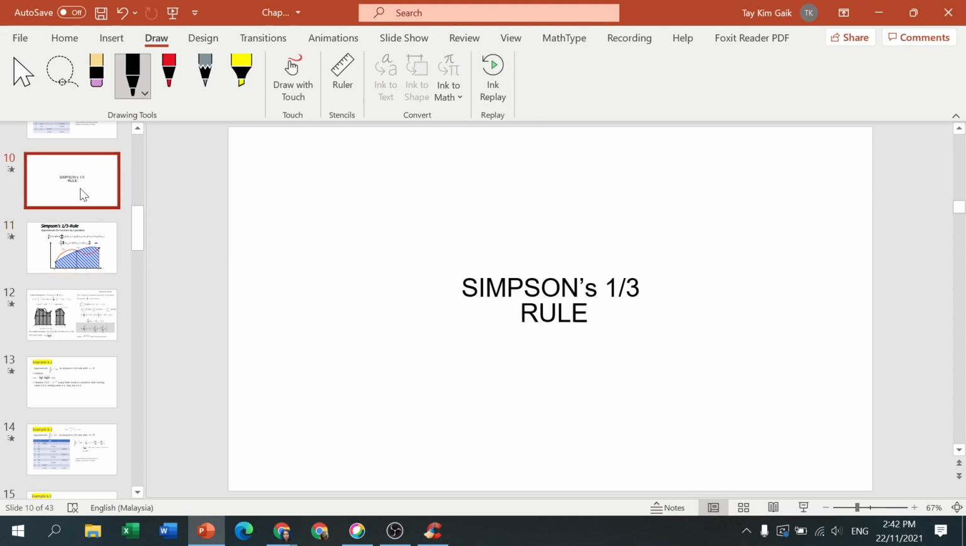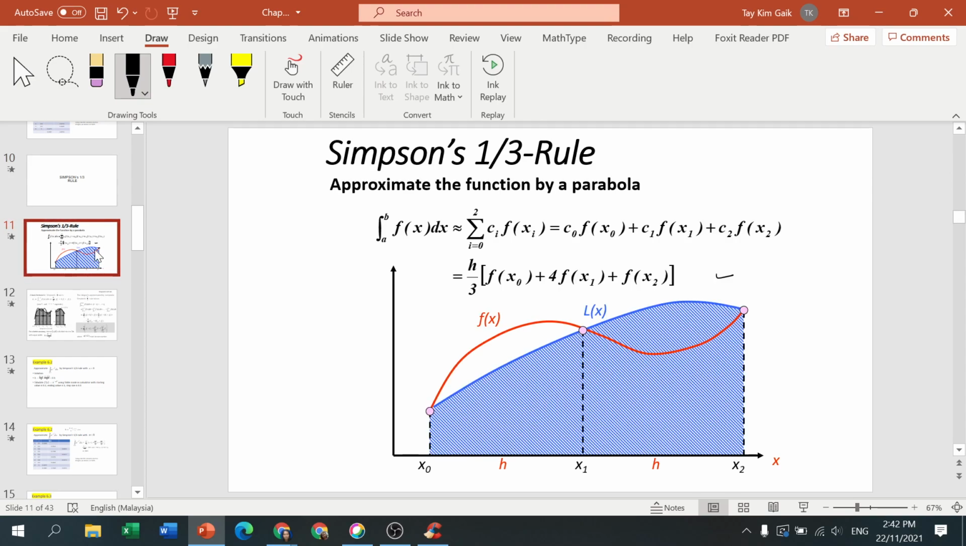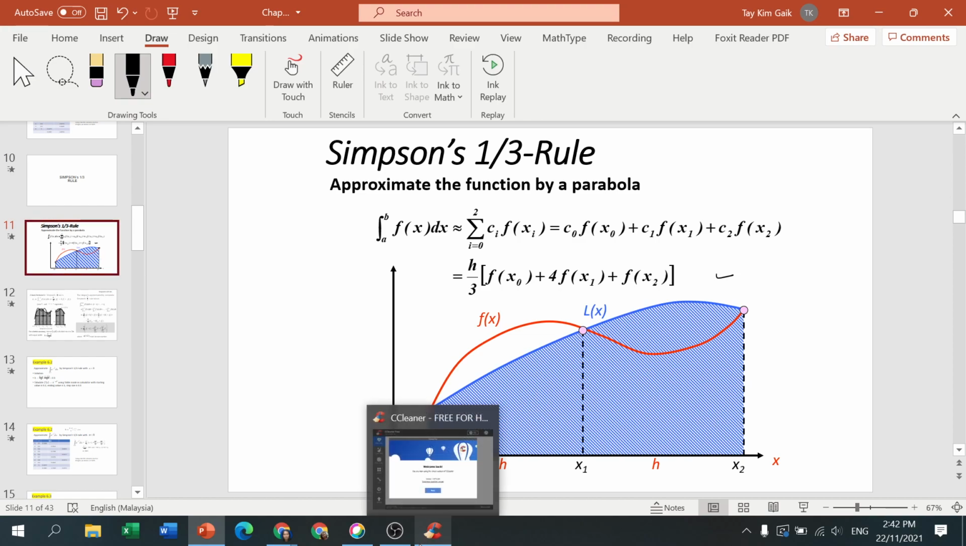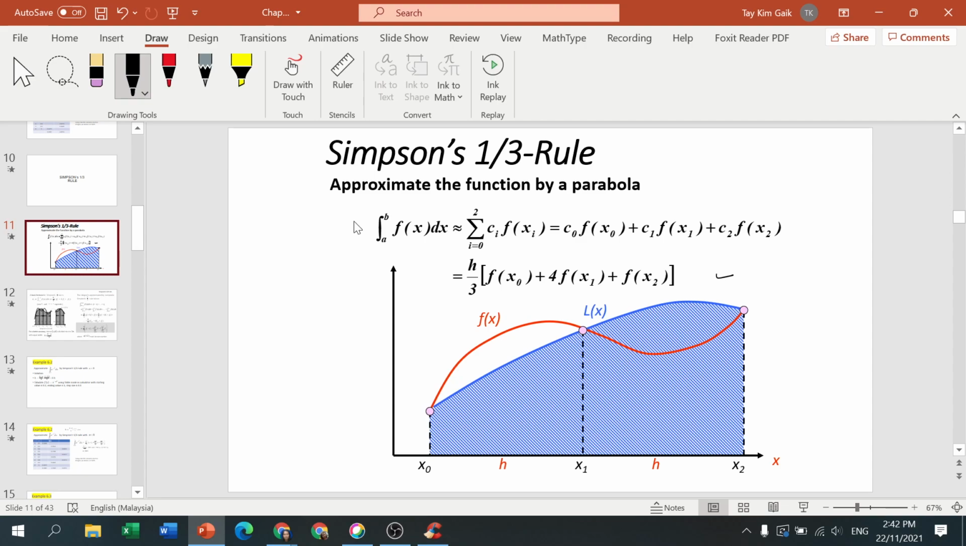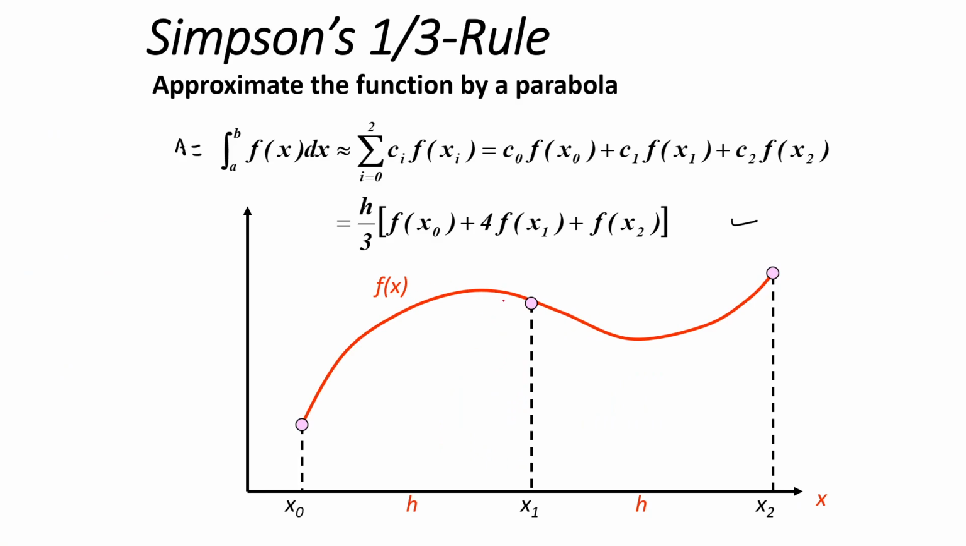Okay, go back to Simpson 1/3 rule. We use Simpson 1/3 rule to estimate the integral f(x) dx from a to b. The integral of f(x) dx from a to b can represent the area, the area below the curve y equals f(x).